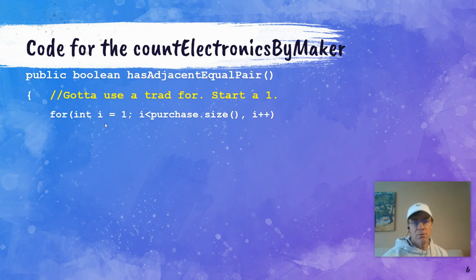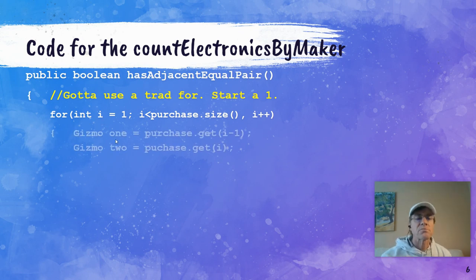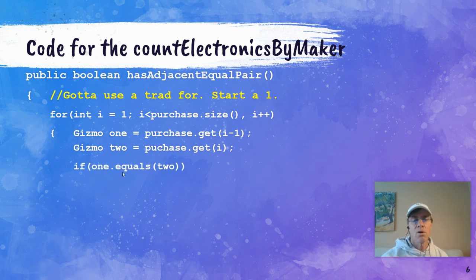They haven't on prior exams. So here's the two temps that I create, Gizmo 1 and Gizmo 2. Gizmo 1 is going to be at i minus 1. Again, because I'm starting at 1, that's going to be 0. That's going to be legit. So now I've got two Gizmo objects, and now I can simply call the 1 dot equals 2.